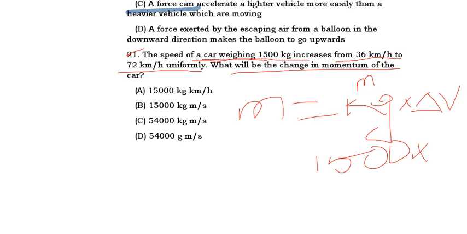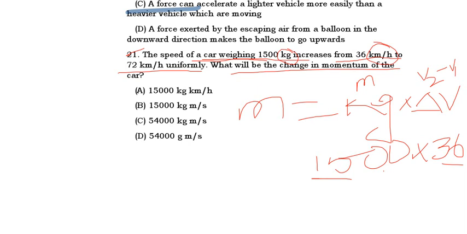And delta V is the change in velocity. Delta V means V2 minus V1. V2 means 72, V1 is 36. 72 minus 36, how much, guys? 36. Now, if you multiply 15 into 36, how much will you get? 54,000 kg meter per second. Here kg and here meter per second. But okay, you have to be careful with your options and the units. Here is kgs and here is kilometer per hour. So when kgs and kilometers per hour are there, you have to convert kilometer per hour to meter per second.